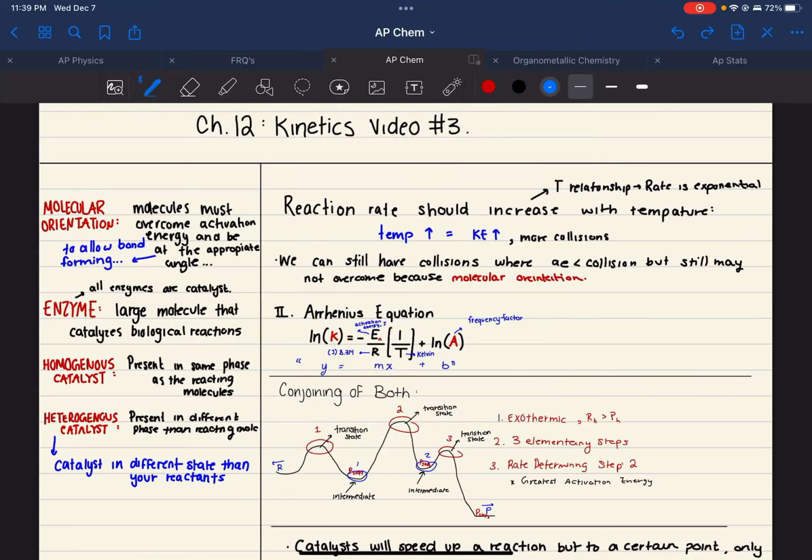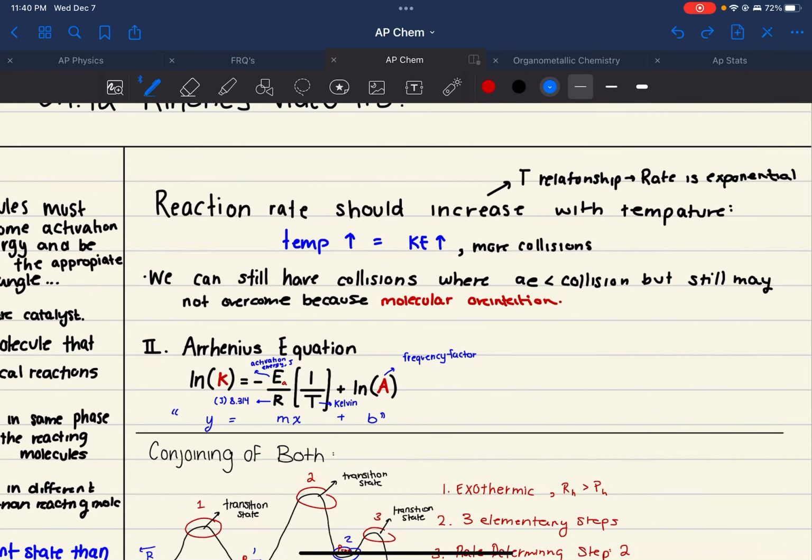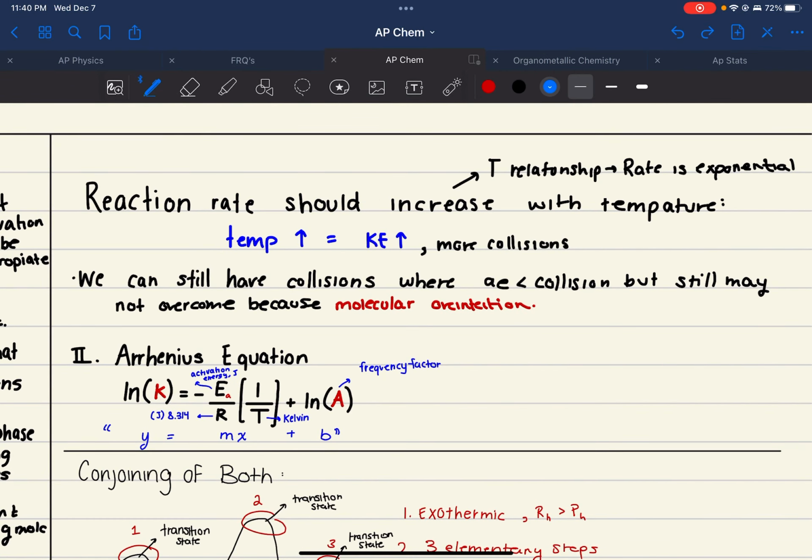Okay guys, next we're going to be looking at reaction rates again and getting a little more into catalysts. Your reaction rate should increase with temperature. As temperature increases, your kinetic energy increases, so your reaction rates vary because there are more collisions, right? More movement, more velocity, because we know kinetic energy is 1/2 mv squared. Okay, next.